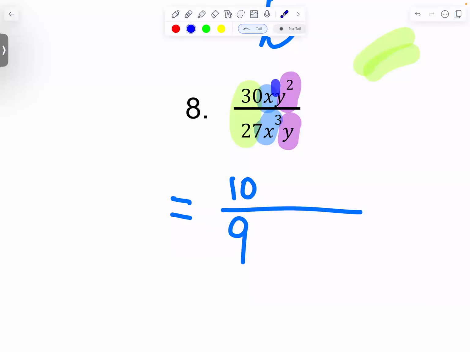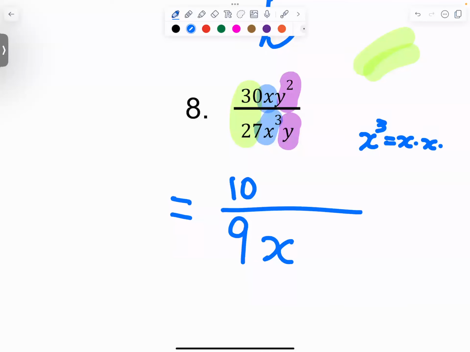Upper is single x, down we have x to the power of cube. Yes, the downside for x is bigger. So you write x at the bottom. And then we have to simplify. What does x cubed mean? X cubed basically means x times x times x.